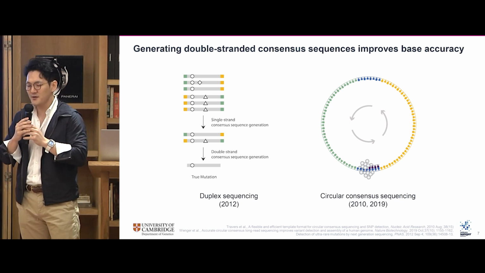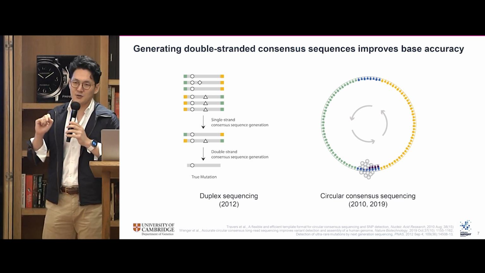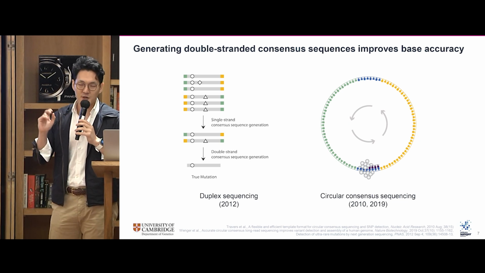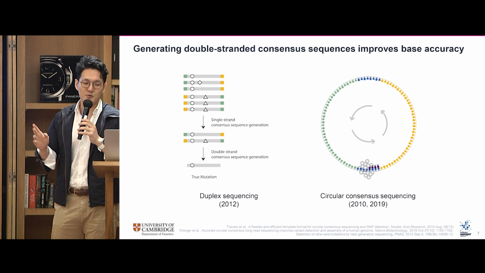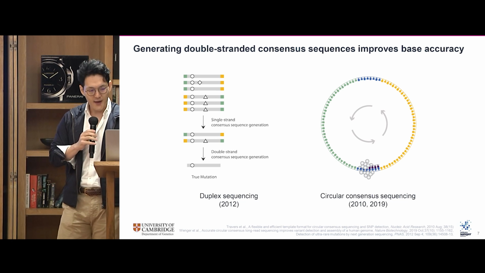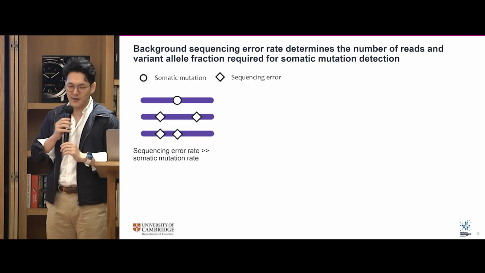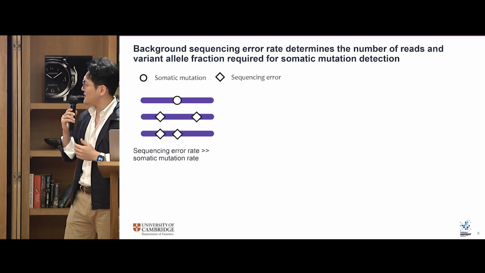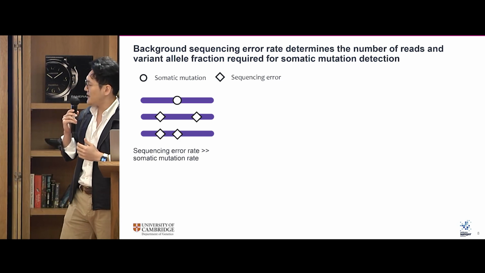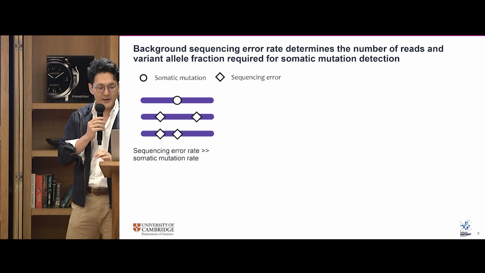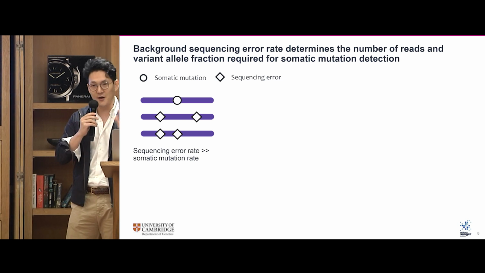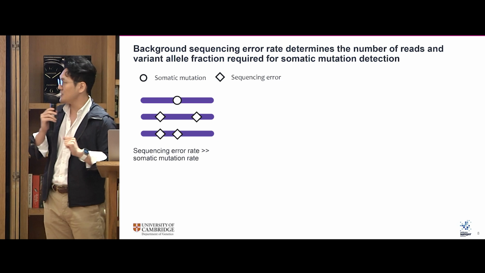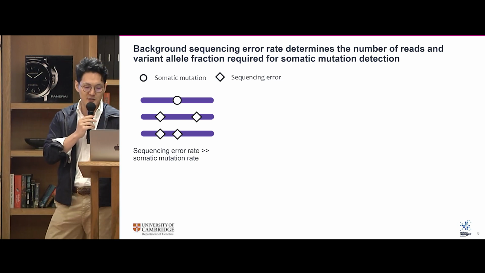So the natural hypothesis was then, duplex sequencing is used for somatic mutation detection, can we then also use circular consensus sequencing for somatic mutation detection as well? And there are really three scenarios where this can happen. The first scenario is where the sequencing error rate is higher than the somatic mutation rate. The second scenario is where the sequencing error rate is similar to the somatic mutation rate. And the third scenario is where the sequencing error rate is lower than the somatic mutation rate.